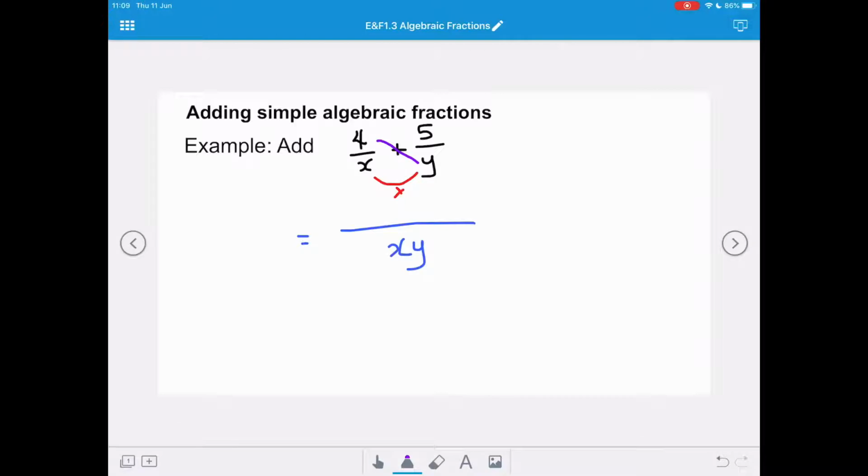And we get 4y. Then we're going to convert the second fraction, and we do that by taking the 5 and multiplying it by the x, and that gives us 5x. We then need to double check whether there are any common factors. We can't simplify this any further, so the final answer to 4 over x plus 5 over y is 4y plus 5x all over xy.